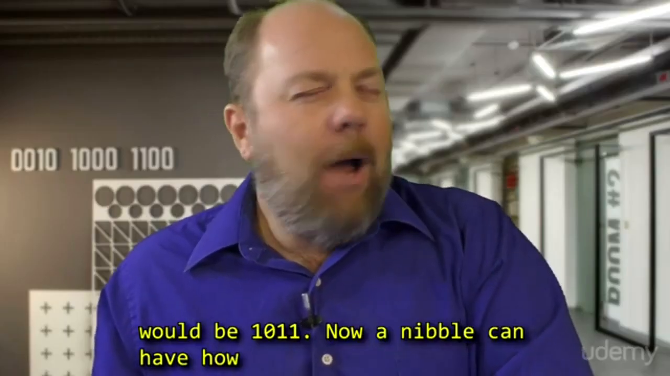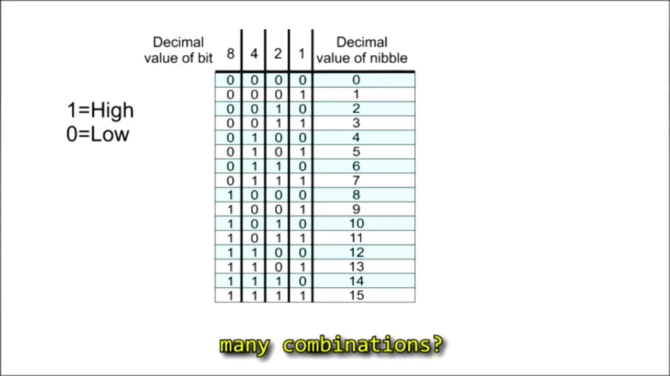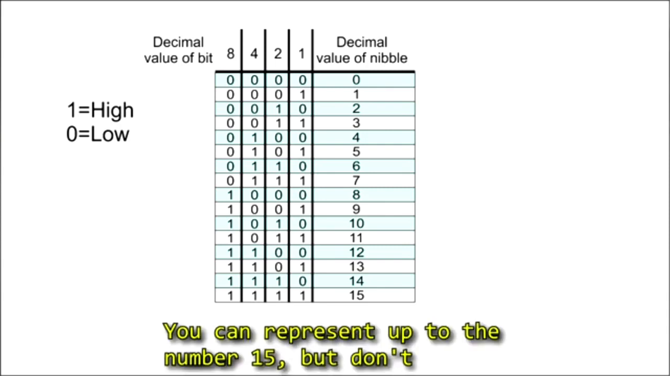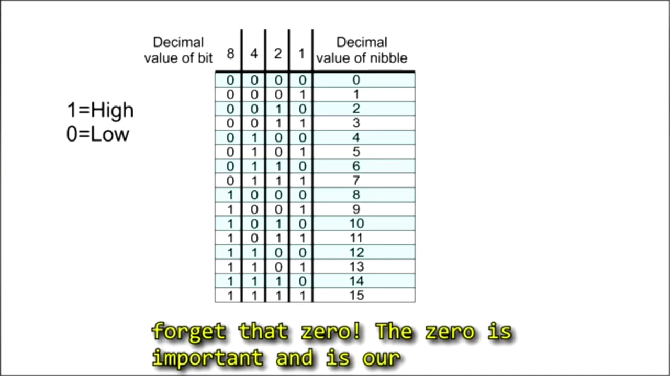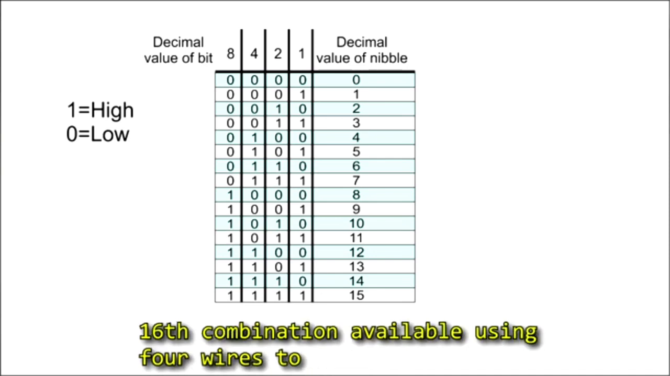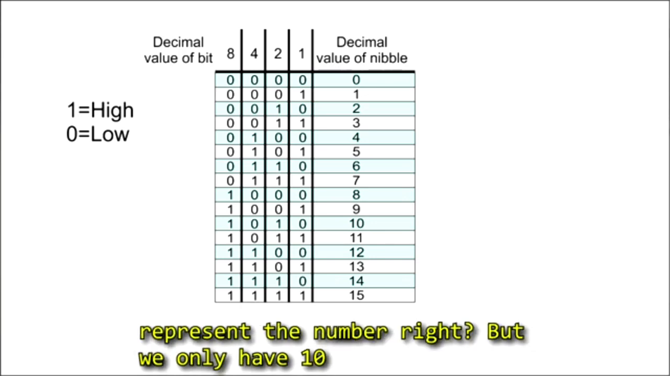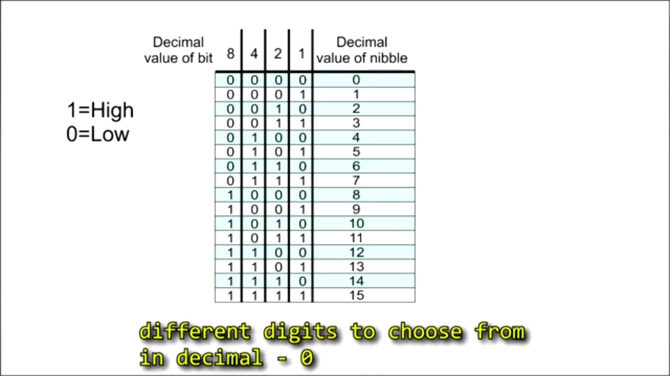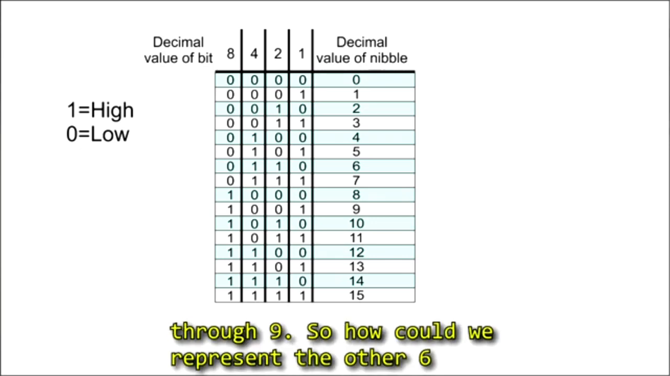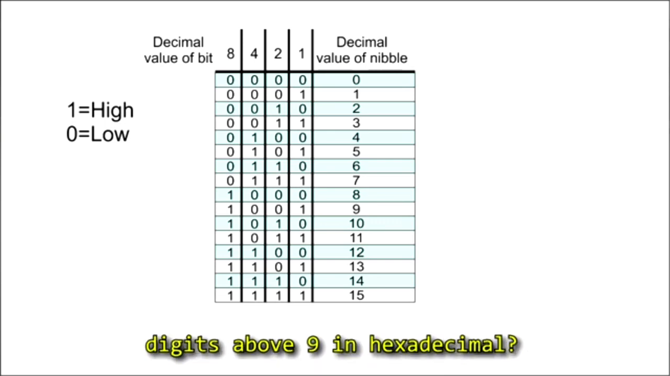Now a nibble can have how many combinations? 16. You can represent up to the number 15, but don't forget that 0. The 0 is important, as is our 16th combination, available using 4 wires to represent the number, right? But we only have 10 different digits to choose from in decimal, 0 through 9. So how could we represent the other 6 digits above 9 in hexadecimal?